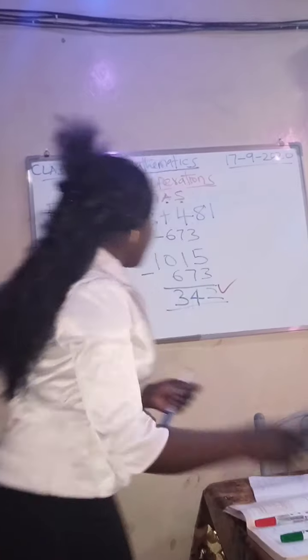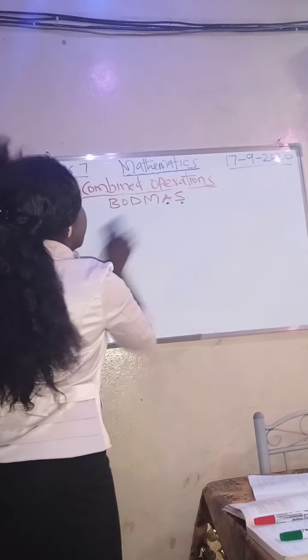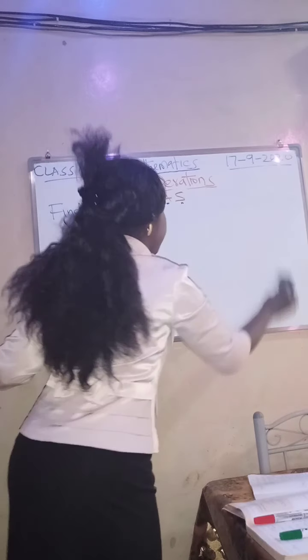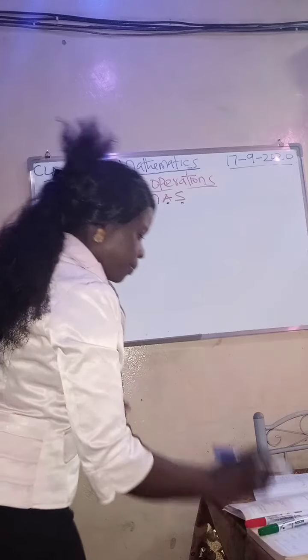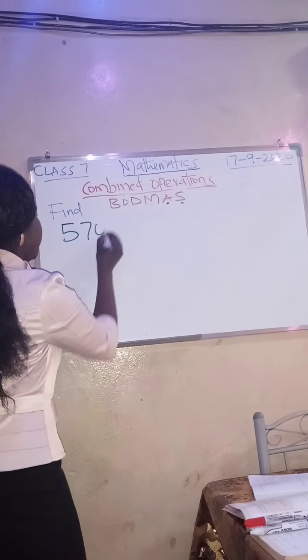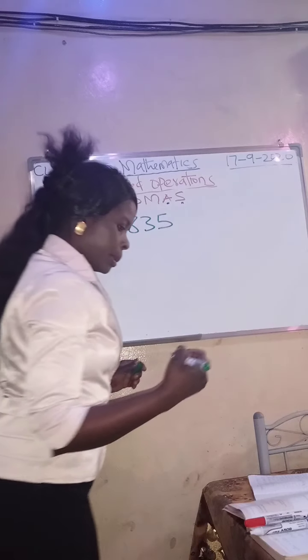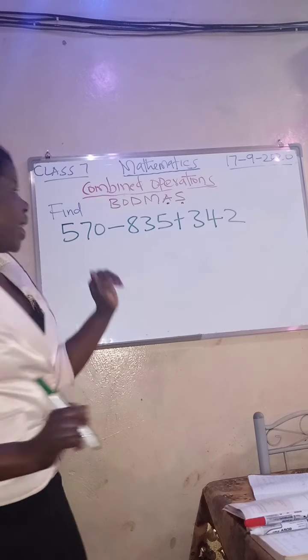Good. Now another example. Like I said, we are going to do several examples together with you. So by the end of this lesson, you will not have a problem with combined operations or signs. You will not be stuck. So the second example, let's look at this. We have 570, take away 835, you can also write yours, plus 342. Look at that. We have our signs there, take away or subtraction, and we have our addition there.